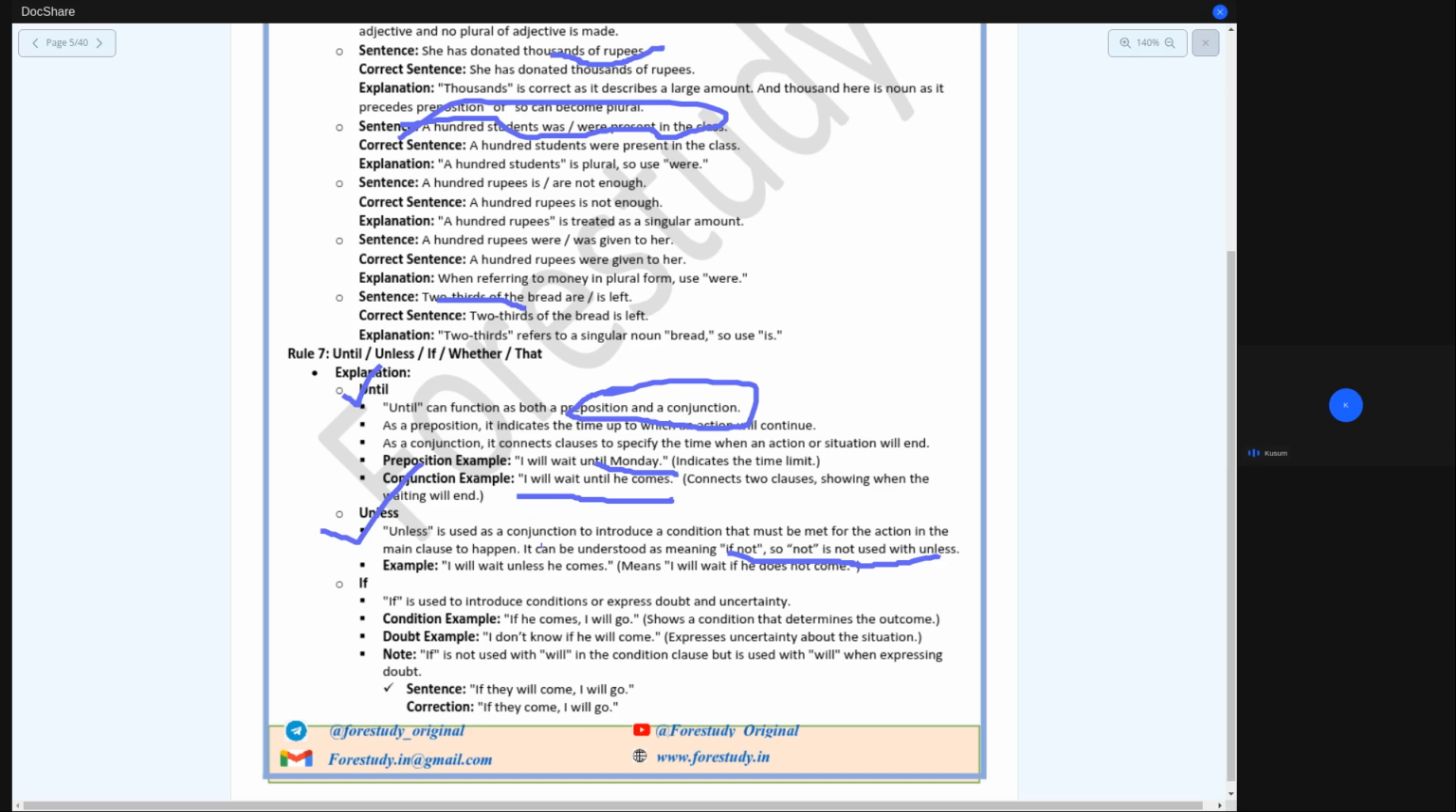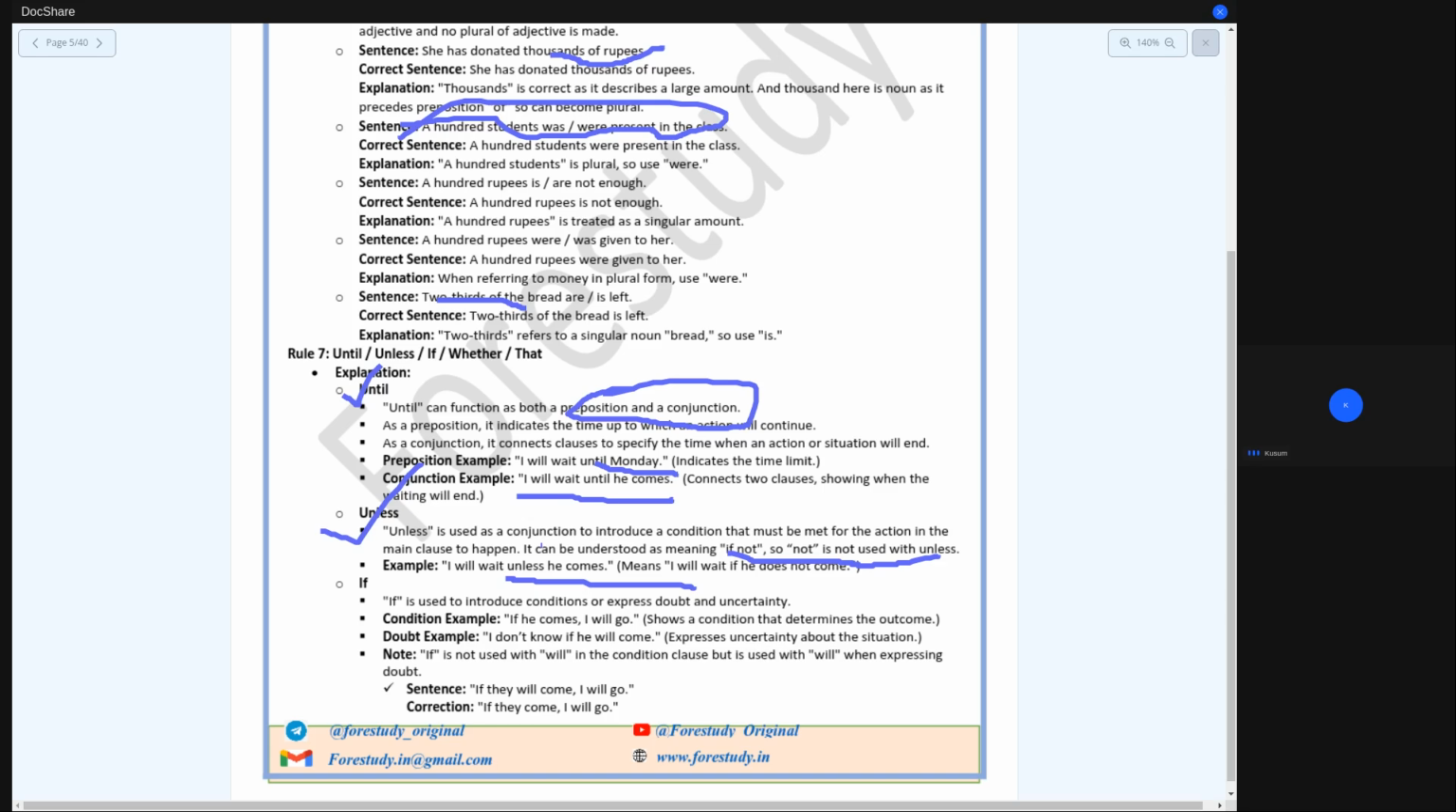Like, I will wait unless he comes. It means I will wait if he does not come. Or the only condition under which I will not wait is if he comes. So I will wait unless he comes means I will wait if he does not come. So unless sets up a condition that, if not met, allows the main clause action to happen, meaning he will keep on waiting. I hope this is clear.